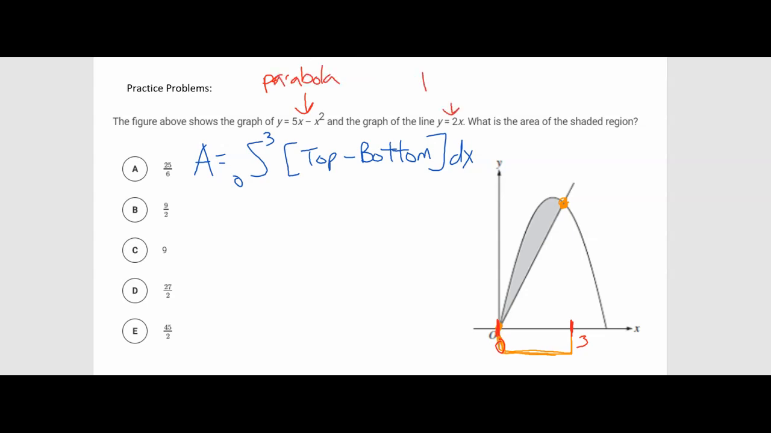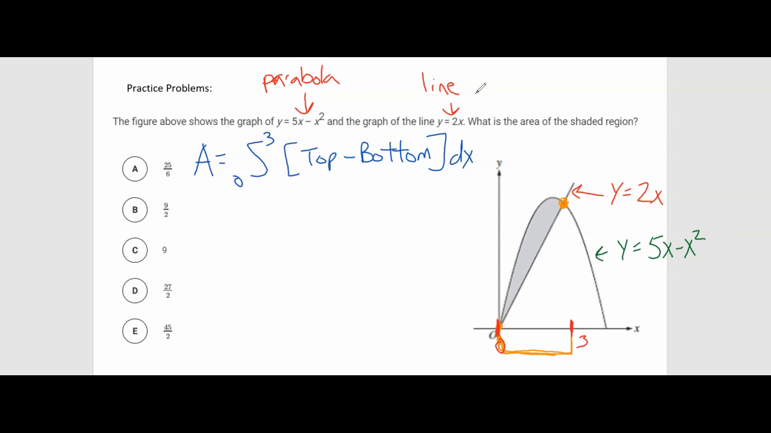We know that this is the linear function, that's the line, and we can identify those from the graph. So right here we have y equals 2x. Here we have y equals 5x minus x squared. Now, sometimes it'll be easy to tell visually which function is your bottom, which is your top.